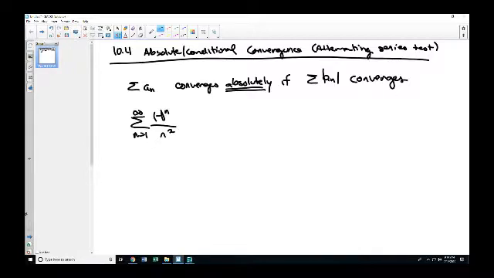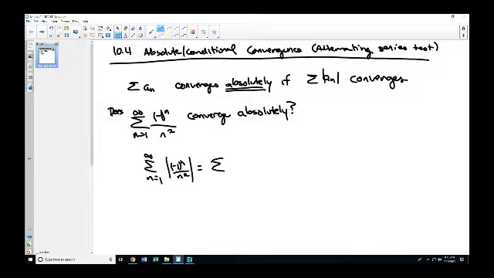Does that series converge absolutely? If you reduce it, 1 over n squared. Right? Absolute value of that, which is the same as, all ones are positive.